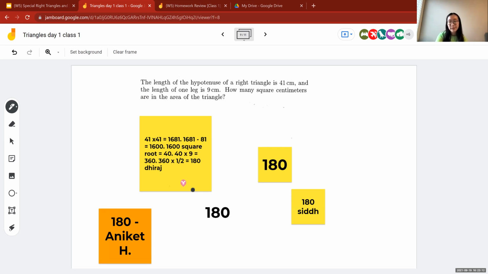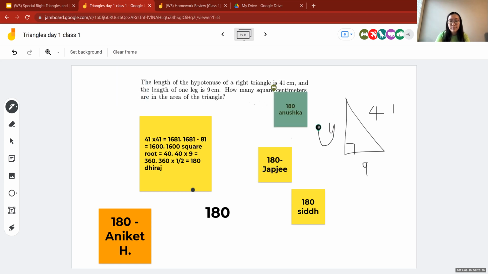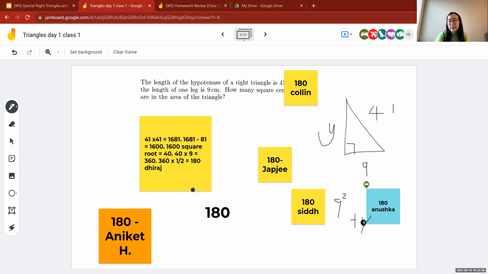So let's draw a picture of this triangle. We know that the hypotenuse is 41 centimeters, and then the length of one of the legs is 9 centimeters. So now we know the base, we have to find the height. So we'll say height is y. And then we use the Pythagorean theorem to find y. So 9 squared plus y squared equals 41 squared.